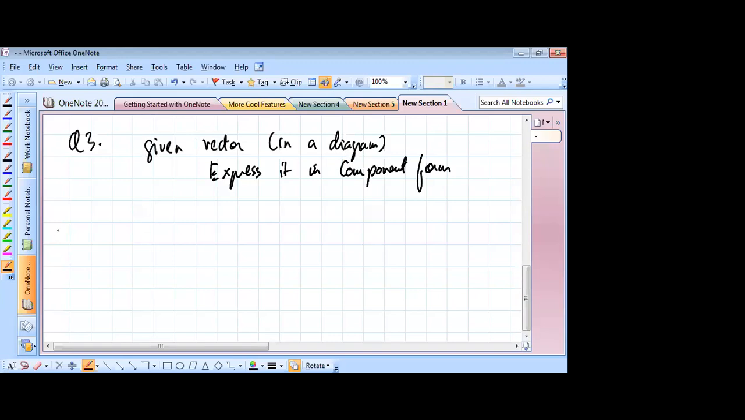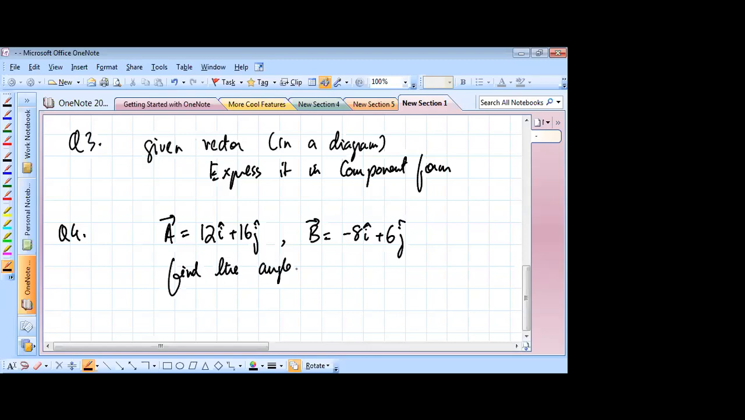Let's come to question 4, which is an application of all these things that we learned so far. So question 4 is like this. It says that you have a vector A given as 12i cap plus 16j cap. And you have another vector B given as minus 8i cap plus 6j cap. Now you have to find the angle theta between A and B.